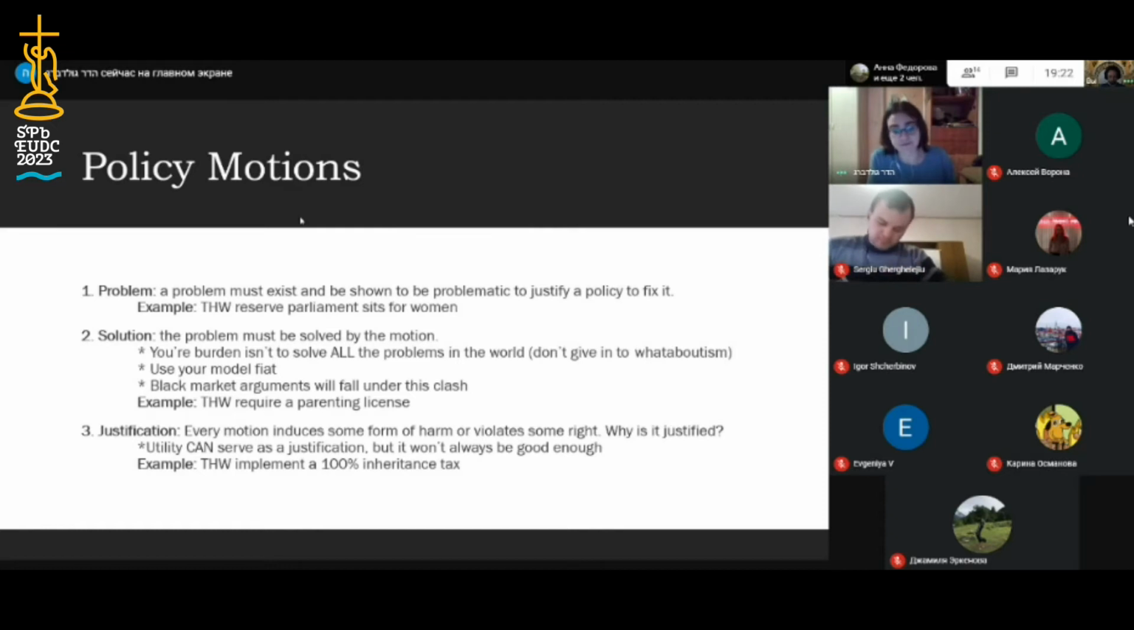As a practice, this house would implement a 100% inheritance tax. Who wants to tell me what they think will be the justification burden here? That is, what opposition is going to challenge or argue is unjustified, and maybe an idea on what we can prove to try and justify it.